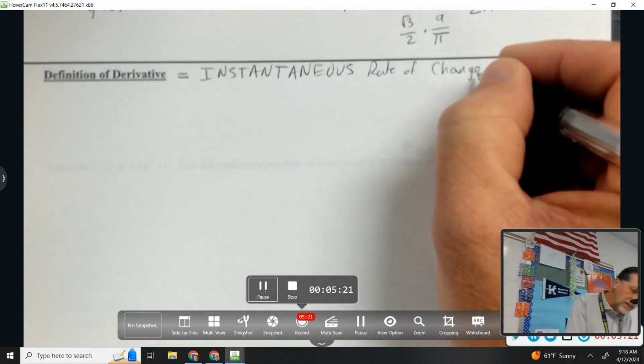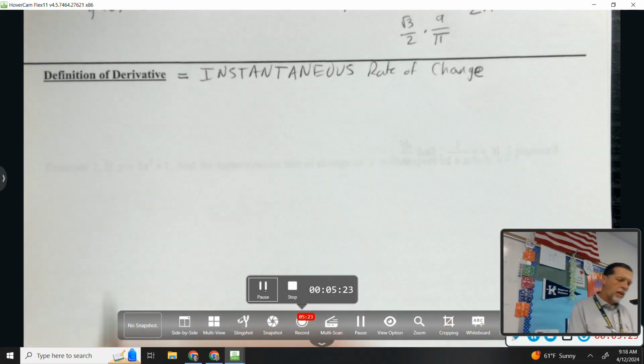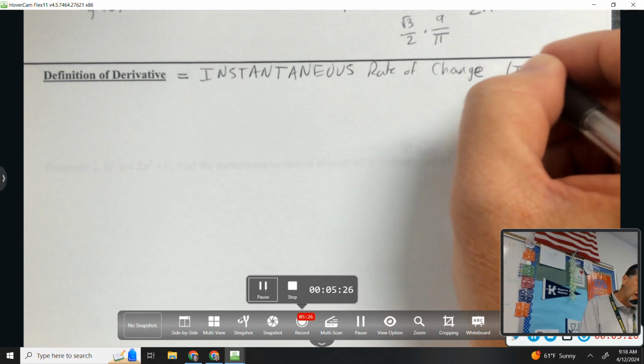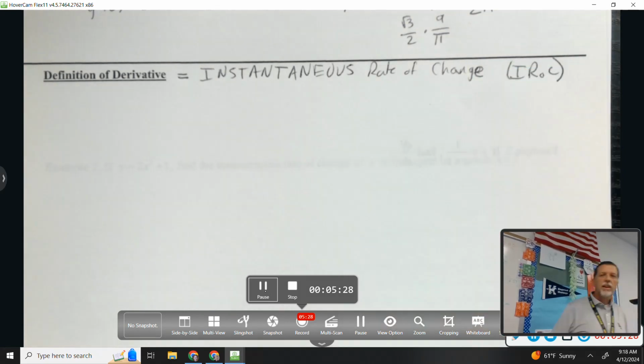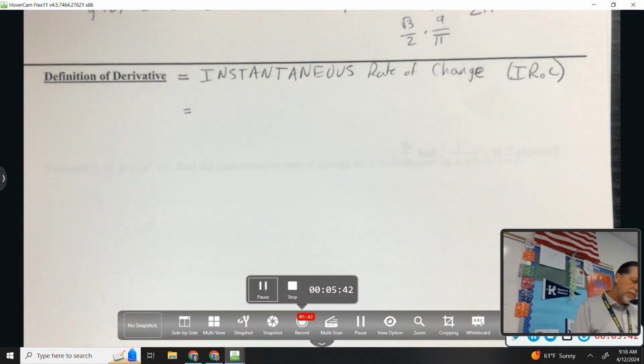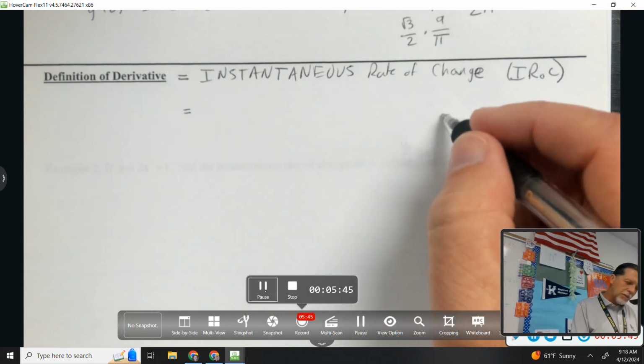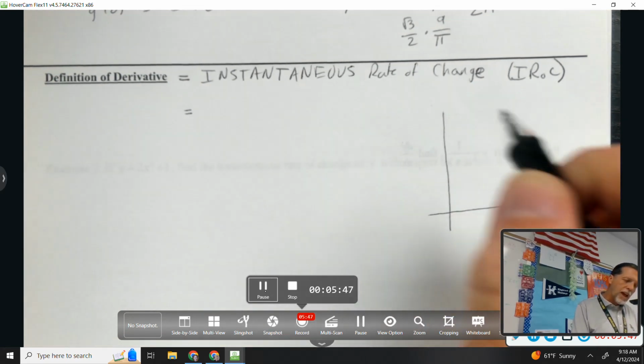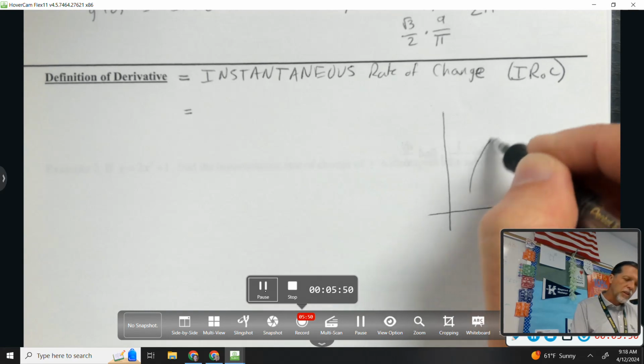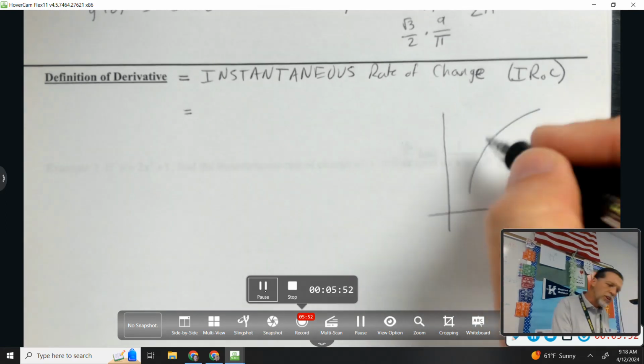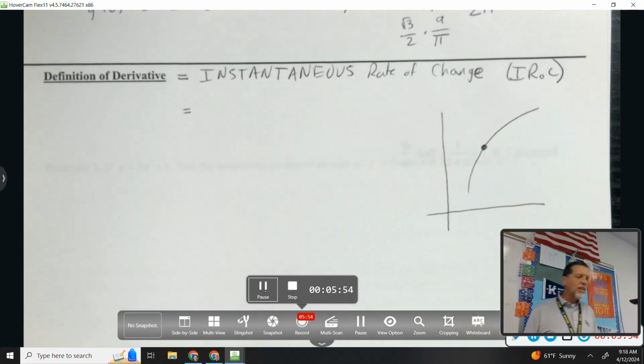The instantaneous rate of change. Frequently abbreviated IROC, because we don't want to write out instantaneous every time. So instantaneous rate of change. But when you think about what that means on the graph, it's a little tricky. I'm going to draw that same picture. I'm not going to put A's and B's on it because we're going to use different variables for this one. But it's a little tricky to get an instantaneous rate of change.